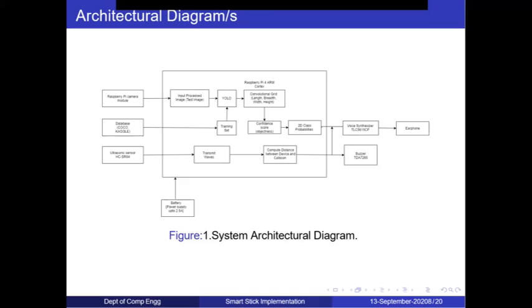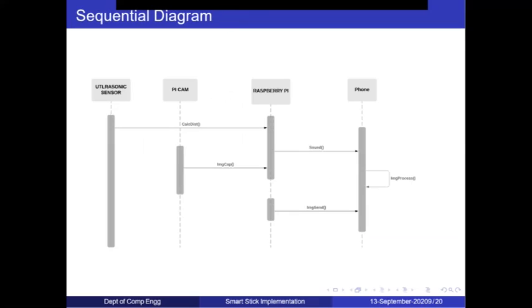Then we use a voice synthesizer, the TLC 5615CP model, a very good model, and through the earphone we get the results. This is the sequential diagram of how things are going to be processed: ultrasonic sensor, Pi cam, Raspberry Pi, and phone, and image capture, which I have explained.